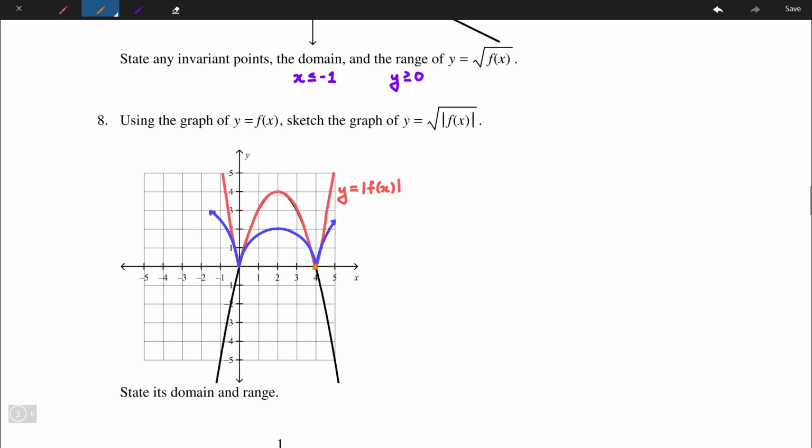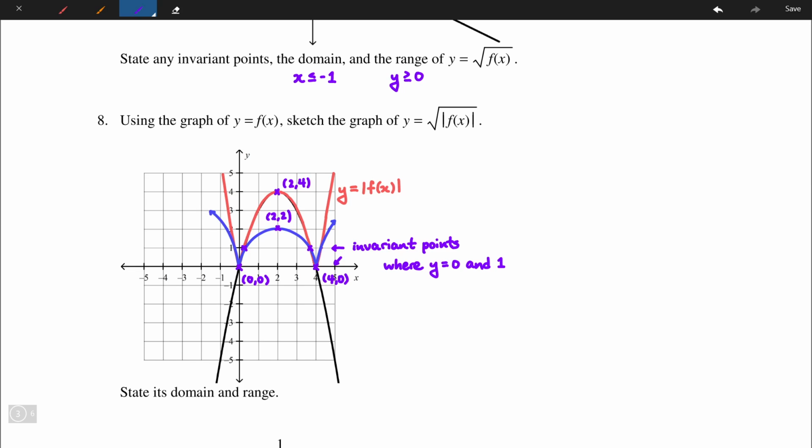Notice, for example, the square root of 0 is still 0, so we have our invariant points of (0, 0) and (4, 0). And also there are a couple of invariant points here when y is equal to 1. So again, that is to say, we have invariant points where y was equal to 0 or 1. So we have those 4 invariant points. Okay. And here we also have a point at y equals 4 on the absolute value function. And of course, the square root of 4 is 2, so that's why this point is included.